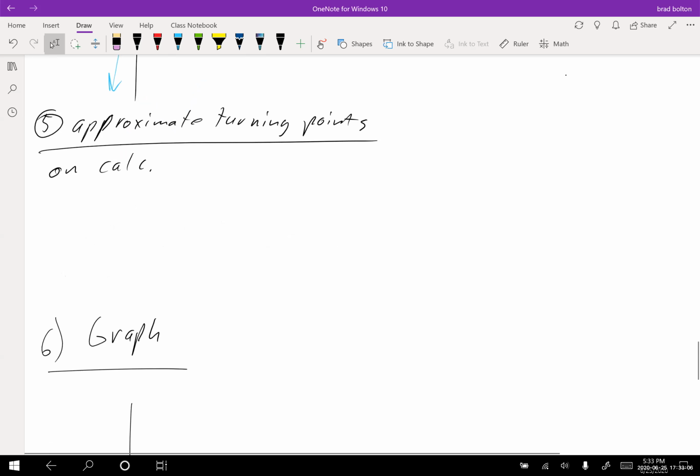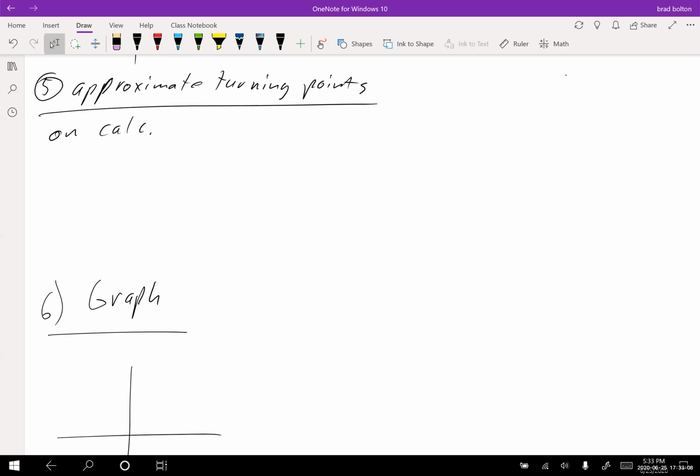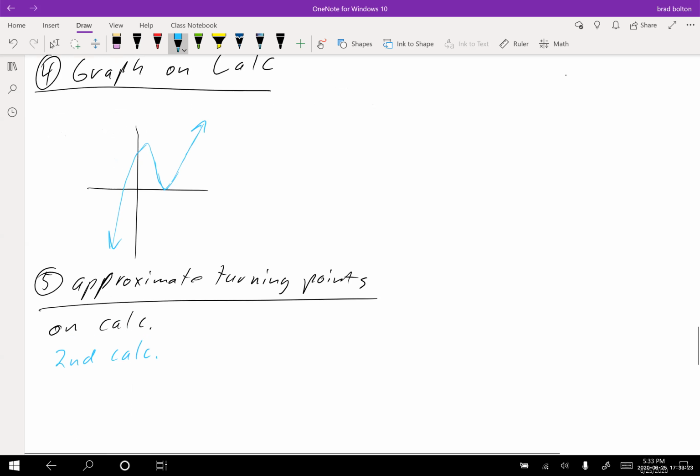So here's what I want you guys to do on your calculator. While you're on this graph, go to second function, calculate, okay? Second function, calculate. And I want you to find the turning point. So we need to find this guy. This guy right here would be a maximum. So let's find the maximum right there.